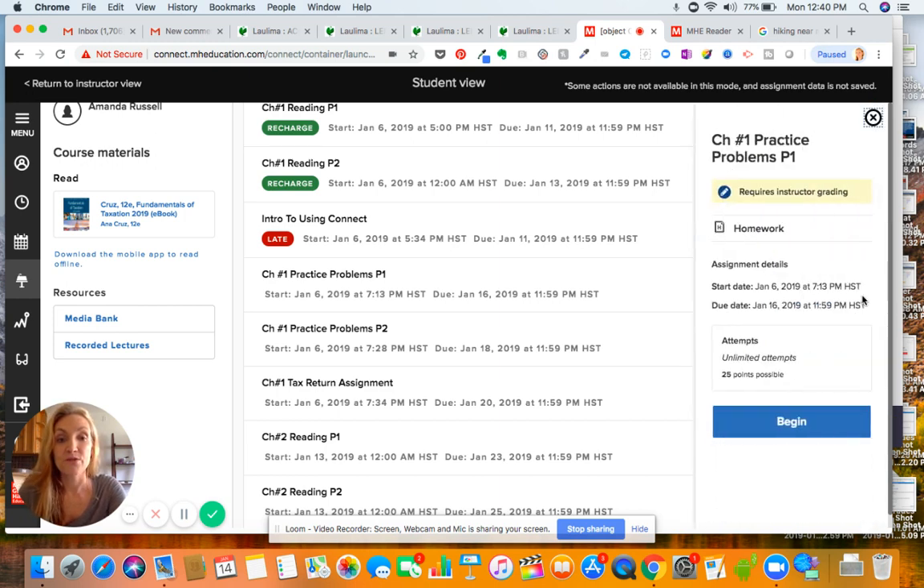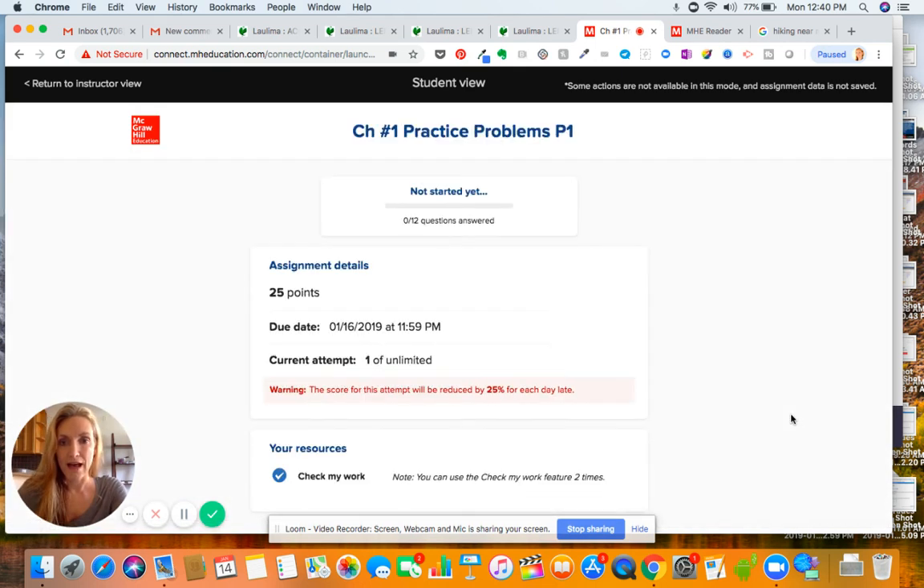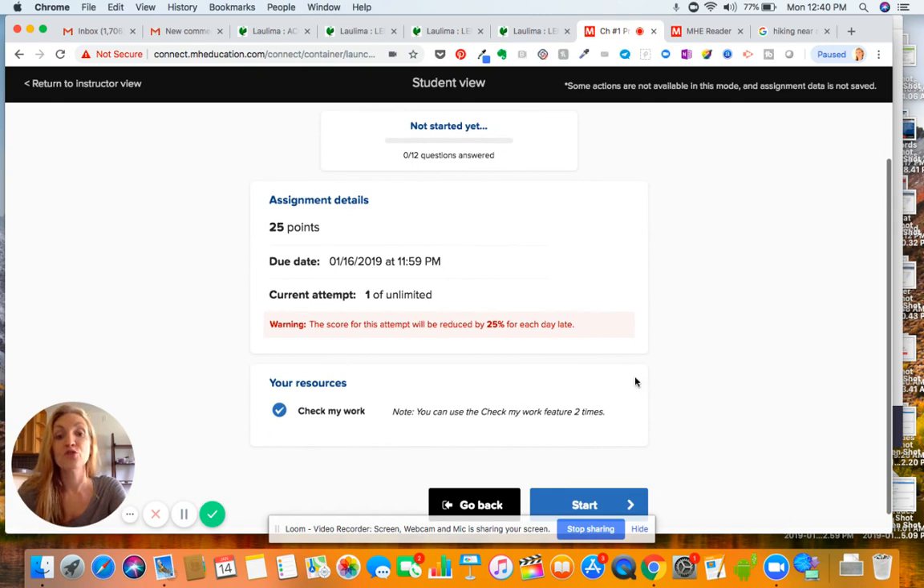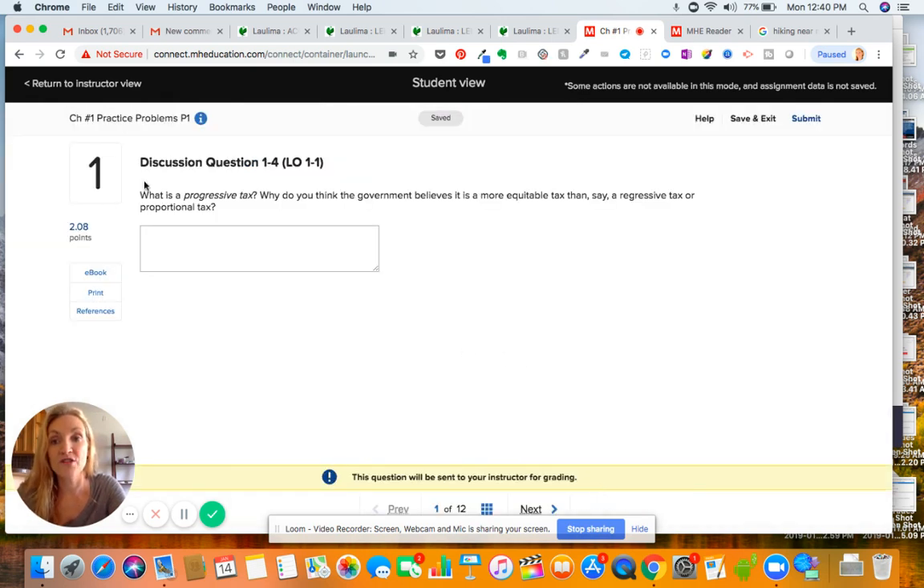So we click the arrow on the right, and I'm going to say begin. Now, we can see you have 2 check my work features, so you have 2 tries per question. There's really no reason to get points off, but if you need to do multiple attempts, you can as well. 25 points. So there are multiple attempts up to 3 tries. We'll click start. 12 questions. We can see down here 1 of 12.